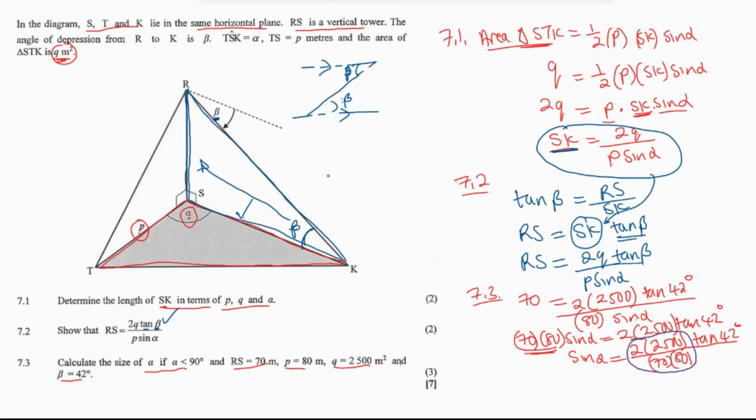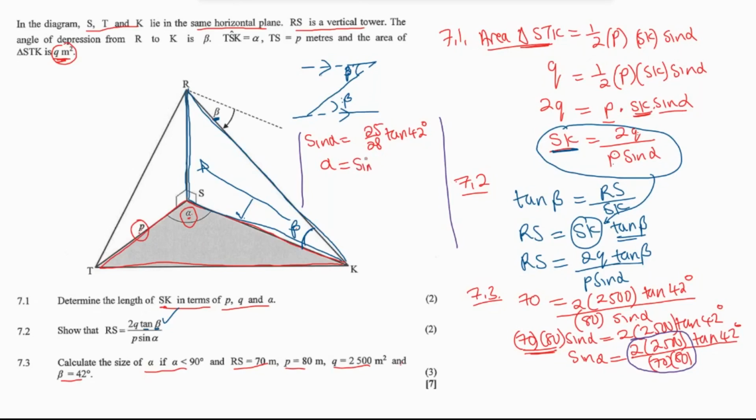Let me use this space here. If you simplify this part, 2 times 2,500, which is 5,000, divided by 70 times 80, you'll get 25 over 28. So it becomes sine alpha is equal to 25 over 28, and then tan 42 degrees. Okay, arcsine, the inverse of sine, to get angle alpha.